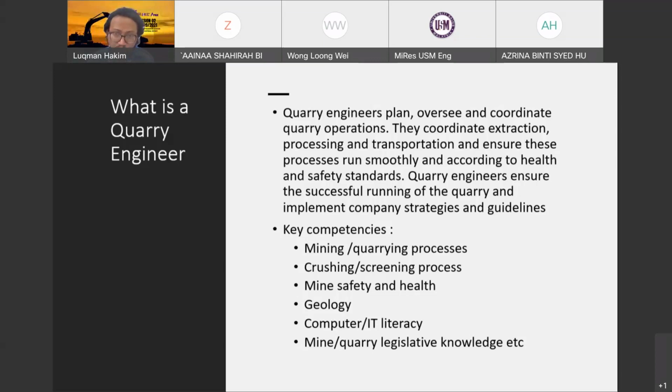Dan untuk tu kita kena coordinate extraction, processing. Maknanya daripada blasting, lepas blasting mungkin ada secondary blasting ataupun ada breaking, load and haul, pergi ke processing plant. Selalunya kita akan deal dengan primary crusher. Maknanya untuk reducekan batu, big size to smaller size. Kita ada screening, crushing, jaw crusher, screen, dan memastikan semuanya berjalan lancar mengikut health and safety standard. So quarry engineers ensure the successful running of the quarry and implement company strategies and guidelines. So tanggungjawab kita sebagai quarry engineer untuk memastikan proses quarry itu berjalan lancar. Sebab quarry ni, macam saya cakap tadi, adalah industri yang paling senang orang blame.